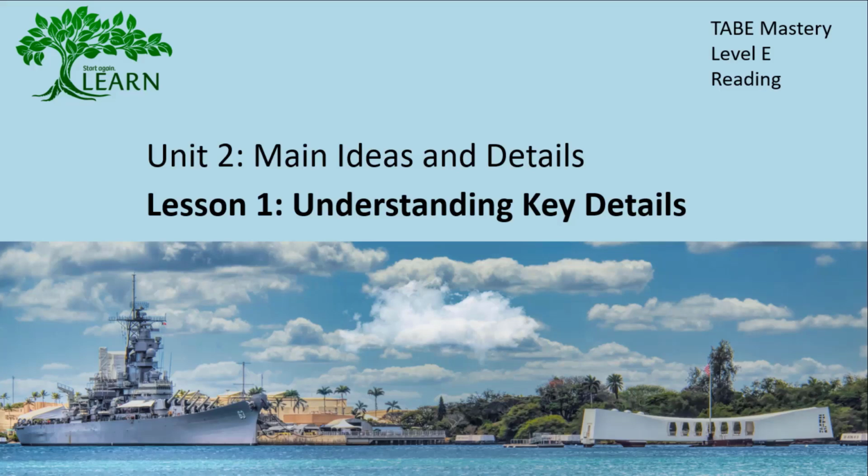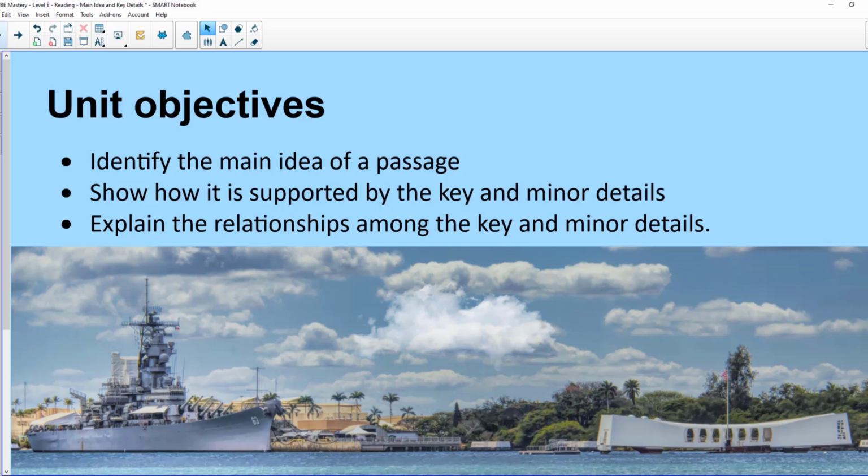This lesson is part of a series that goes with the TABE Mastery Level E reading book. We're in Lesson 1 of Unit 2, entitled Main Ideas and Details. The goal of this unit is to pull out the main idea of a passage, show how it is supported by the key and minor details, and explain the relationships among the key and minor details. These are some of the skills you'll have to demonstrate in the language arts section of the GED.